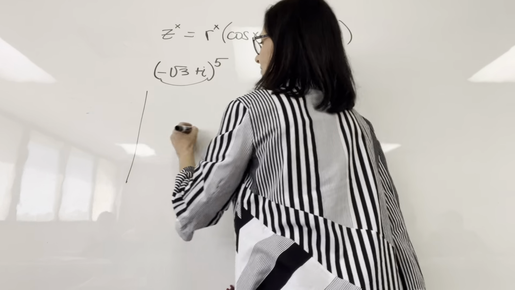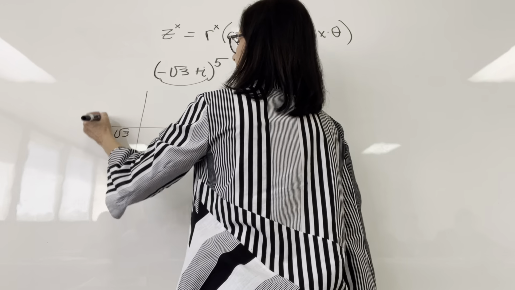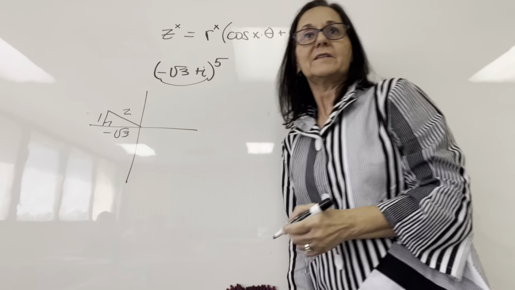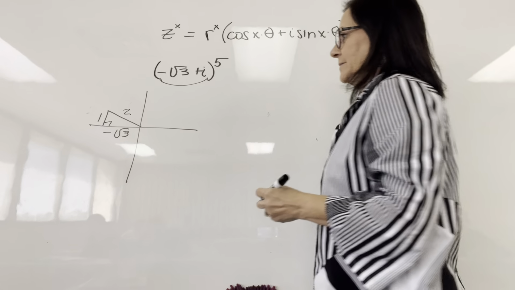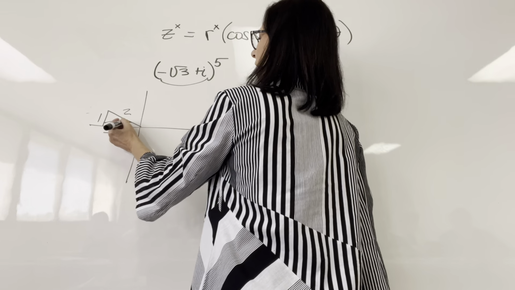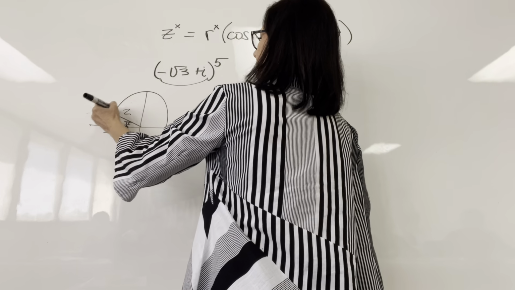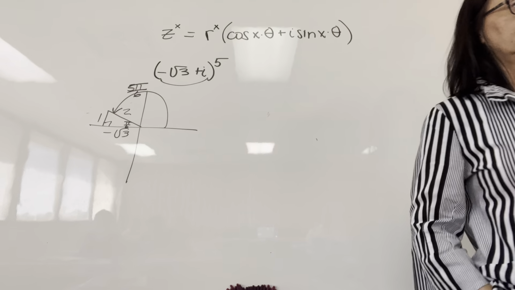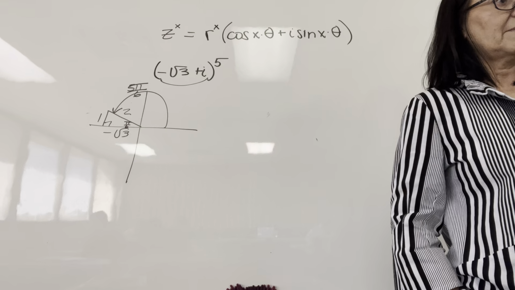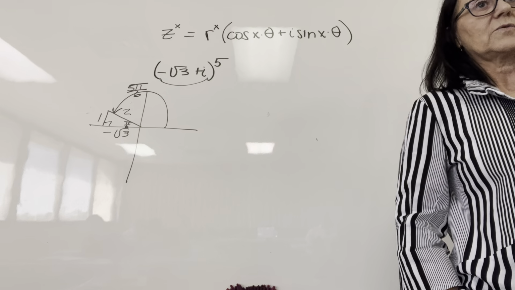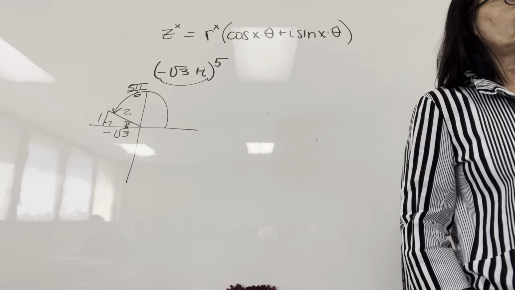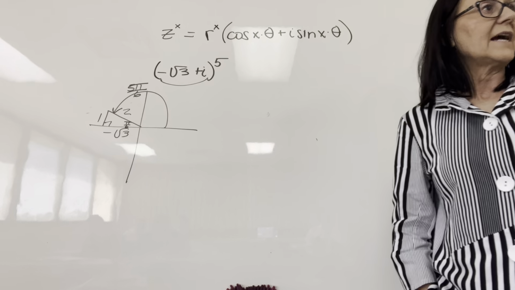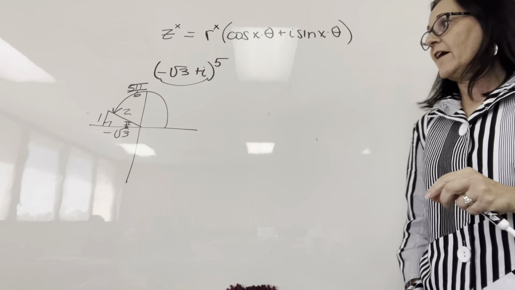So you draw it. Negative square root of 3, 1. Didn't we already do this one in the previous lesson? It wasn't negative, but the modulus is 2. So this is pi over 6, and that's 5 pi over 6. Everybody remember that? 1, square root of 3, 2. 1 is always opposite the 30 degrees. 30 degrees is pi over 6. We go from the positive x-axis, pi minus pi over 6, 5 pi over 6.